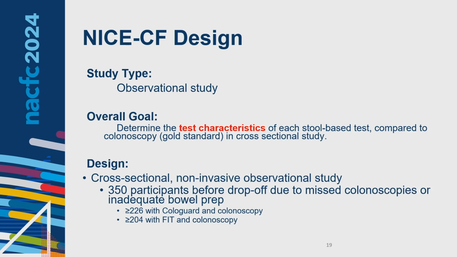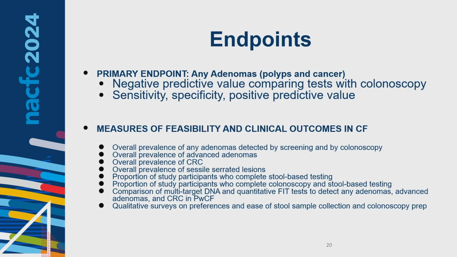It's an observational study, and the goal is to determine the test characteristics of each stool-based test, the FIT and the Cologuard, compared to colonoscopy as the gold standard in a cross-sectional study. So our goal was 350 participants to account for drop-off due to missed colonoscopies or inadequate bowel prep, with at least 226 with Cologuard and colonoscopy to compare, and 204 with FIT and colonoscopy. And I'm happy to say that we met enrollment numbers last week. So thank you.